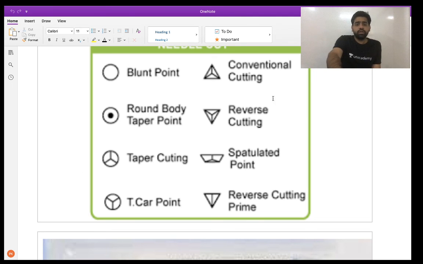Okay, so only these upper four, if you remember these four, you are good to go. I hope you understood this.